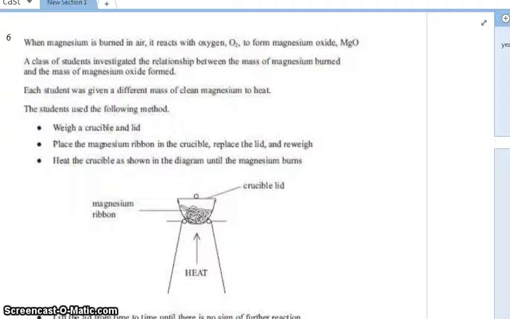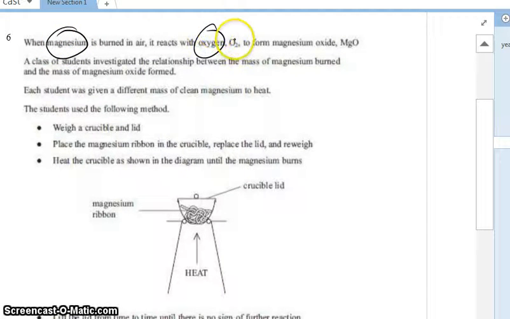Question number 6. When magnesium is burned in air, it reacts with oxygen to form magnesium oxide. So you've been given your reactants and products here. Magnesium reacts with oxygen, and it's giving you the formula for oxygen, and the product is magnesium oxide. A class of students investigate the relationship between the mass of magnesium burned and the mass of magnesium oxide formed.